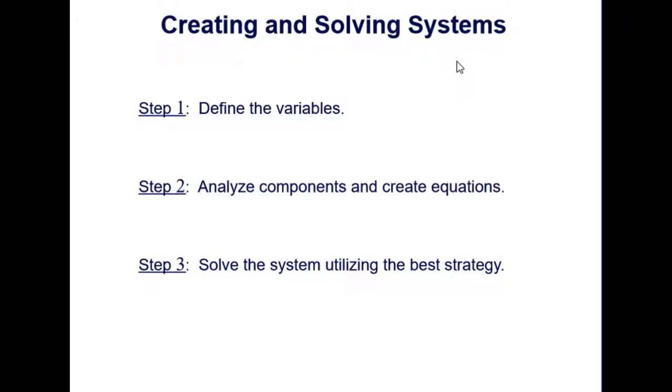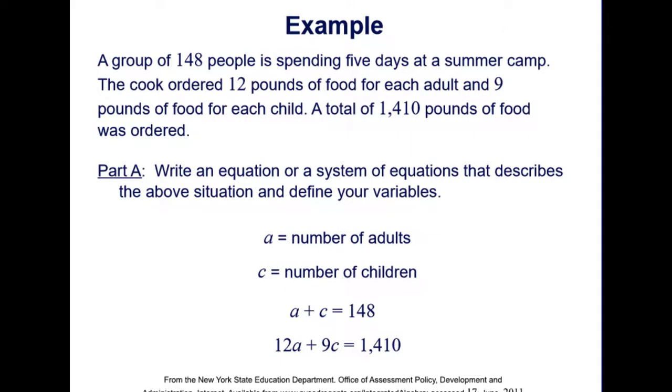Creating and solving systems will be helpful when you're given a word problem that has more than one variable. So step 1 would be to define the variables. Step 2 is to analyze the components and create equations. And step 3 is to solve the system utilizing the best strategy: graphing, elimination, or substitution. So here's a first example.